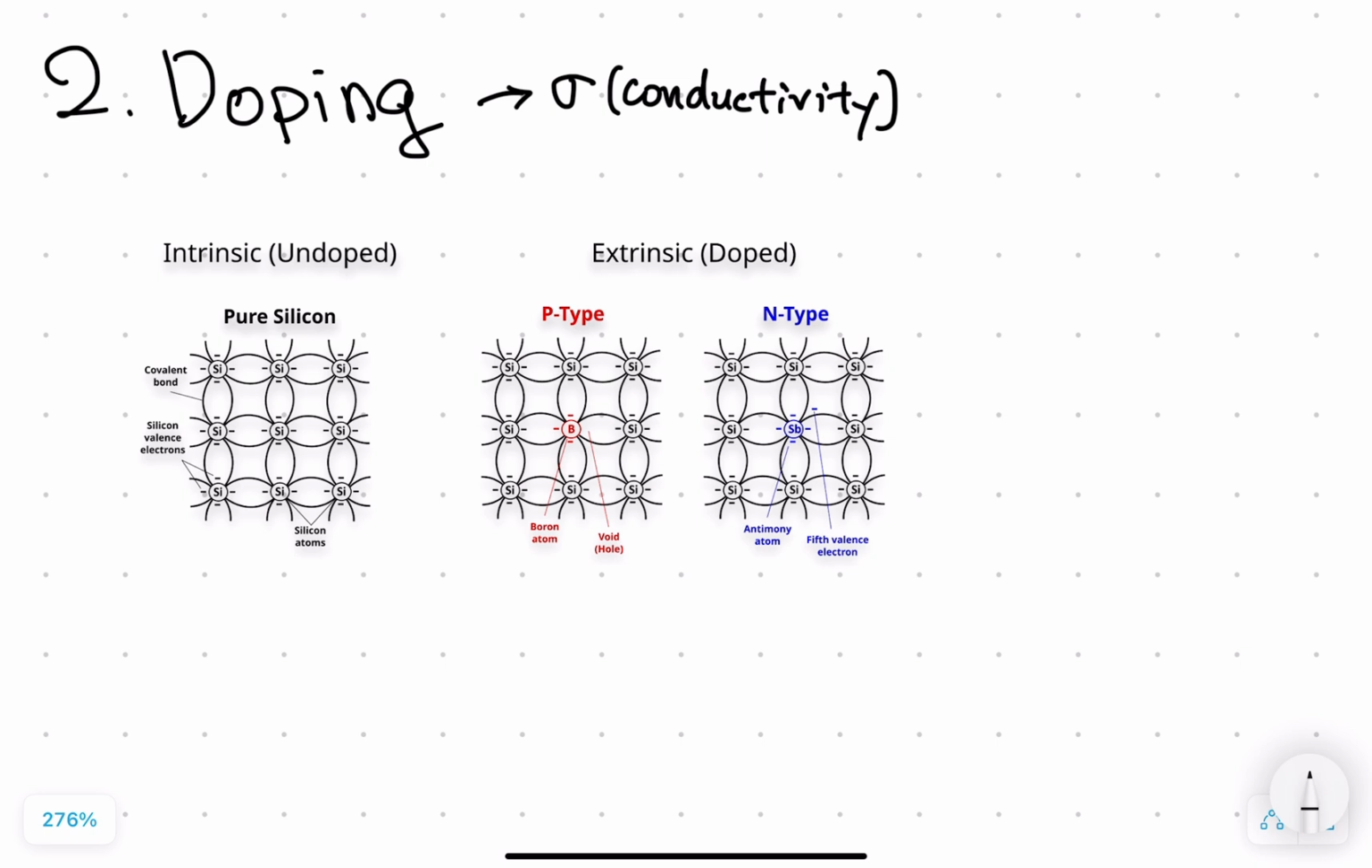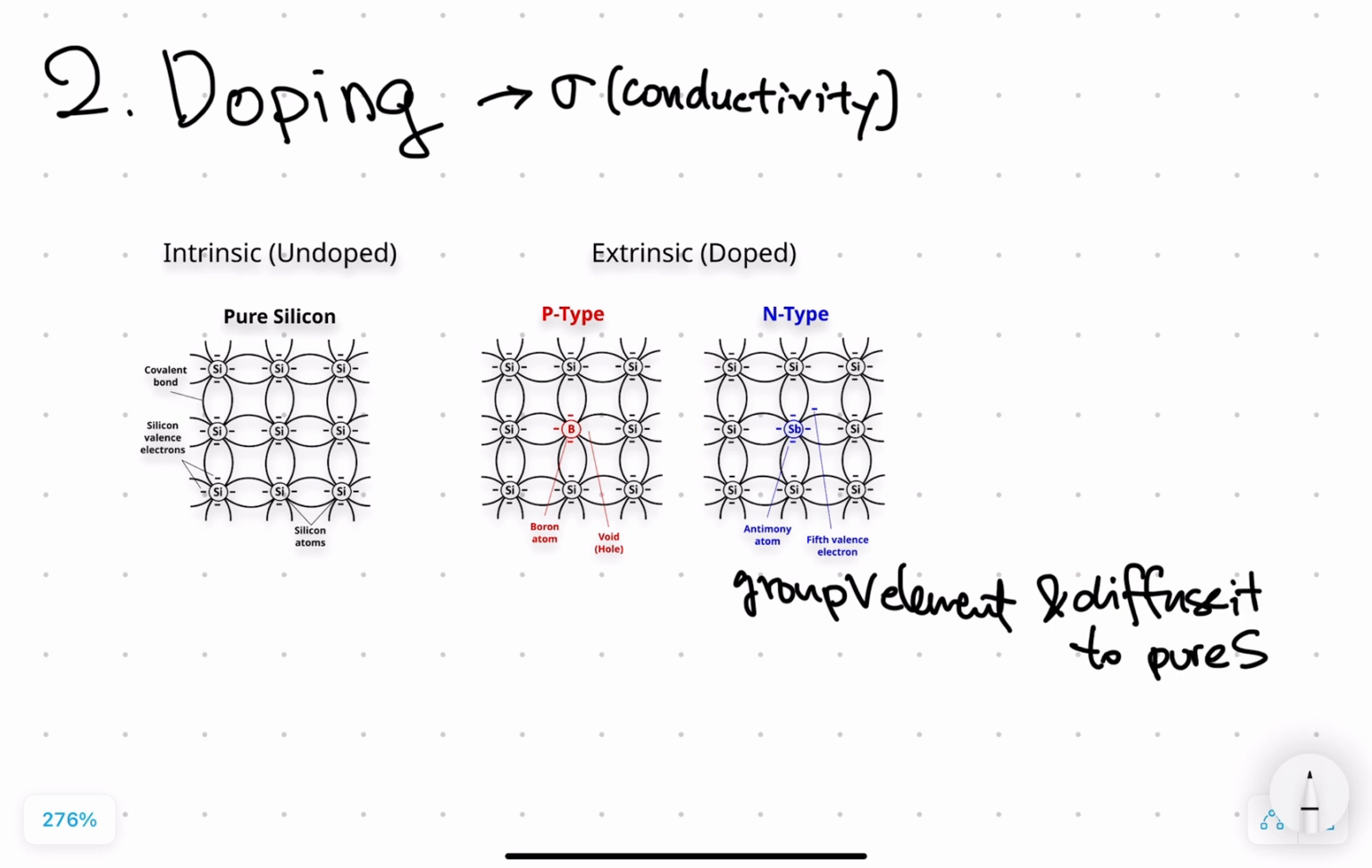First step is to prepare a pure silicon ball. Next, prepare group 5 element and diffuse it to the pure silicon. Then ideally it will look like this figure. And this is N-type silicon, and 4 conduction electrons from group 5 element will form a covalent bond.